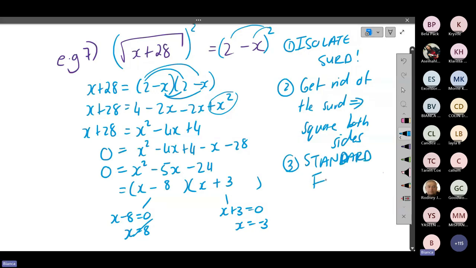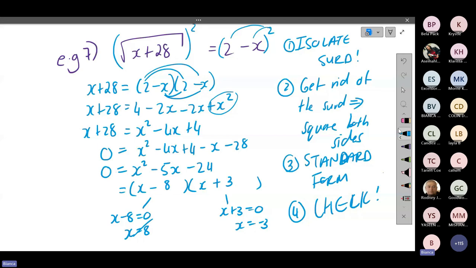Standard form. And once you have your solutions, check. Okay, check solutions. One of them will not work. All right, so I'm looking for time. Cool.